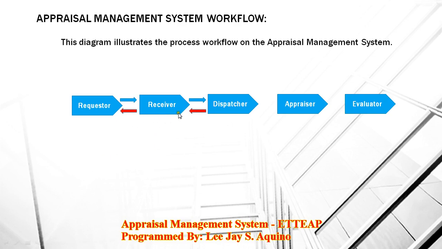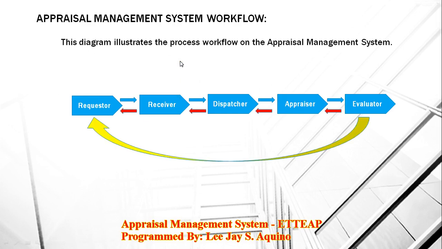The same procedure applies between receiver and requester when returning documents. Then the dispatcher approves or returns the document, and the appraisal moves to the evaluator, who can also return it. Once the document is approved, the evaluator processes the document and returns it to the requester to finish and approve the appraisal document.